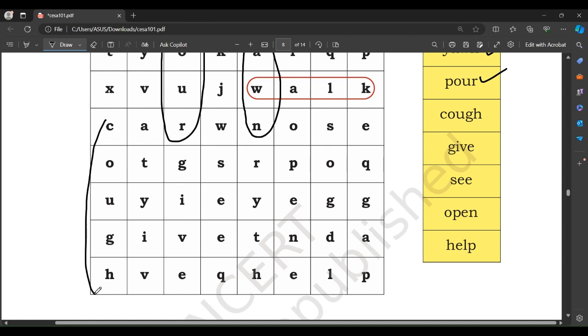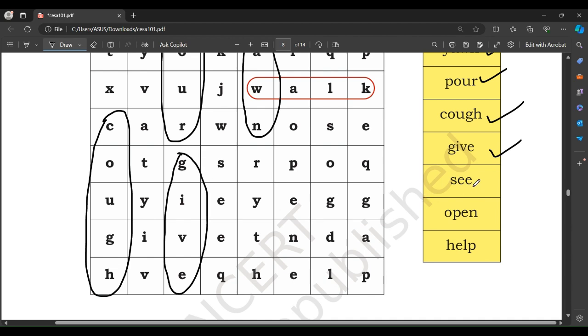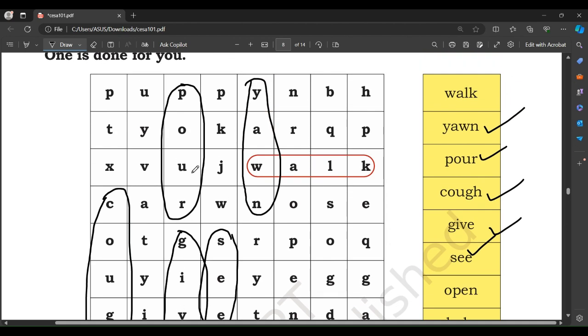Yeah, COUGH. We got the action word. Now give. Yeah, it's here. GIVE. Give. Now see. Yeah, it is here. Look at here. This is the action word. Now open. Where is O? Open. O, yes, but P is not seen here. Where is O? Find it, find it. It's very easy, but sometimes may take little time. Open, yeah, got it.